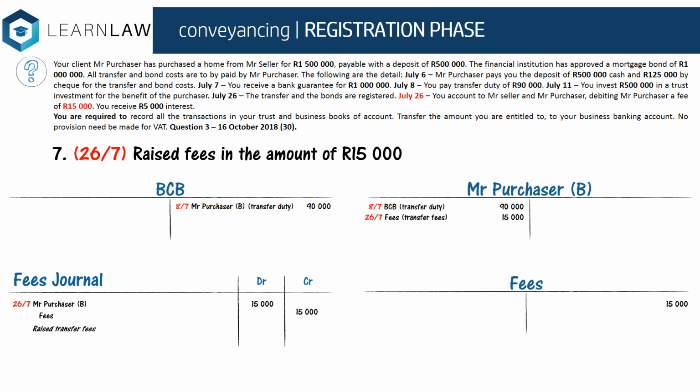Since the next step is to transfer what is due to the firm, we can also tally the amount owed to the firm by Mr. Purchaser. In this instance, the amount is equal to 105,000 Rand.